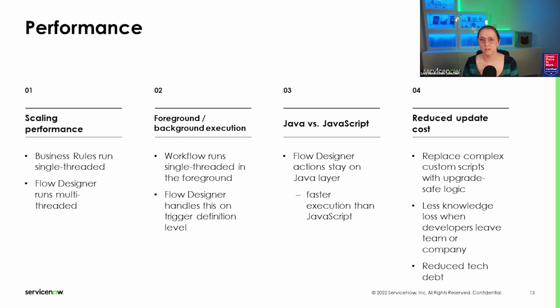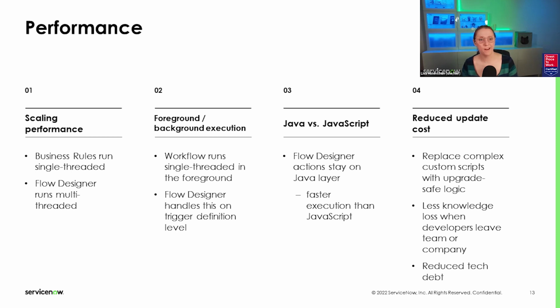The second reason is in foreground and background execution, workflow would only run single threaded in the foreground. So whenever a workflow would be created and you wanted it to be put in the background so that the customer or the user would be able to use their interface and continue their work, they would add a timer as a first step to push the workflow into the background. That workaround isn't necessary for Flow Designer, because you can define that on the trigger level. You can decide on the trigger level, or when calling it from the API, whether it should run in the fore or in the background.